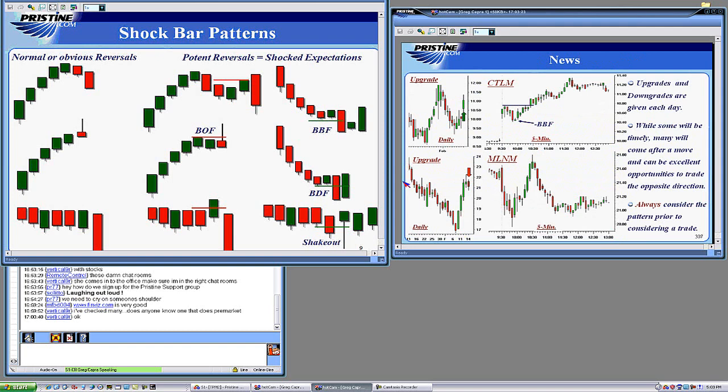News should be in alignment with patterns. Upgrades after multiple days moving higher are often opportunities to trade against those upgrades on the day. It is profit taking on the news. Whereas if you've got pullback patterns and you got upgrades, odds are you're going to get a continuation based on that. News draws traders' attention to a stock or a sector, which brings liquidity and opportunity.